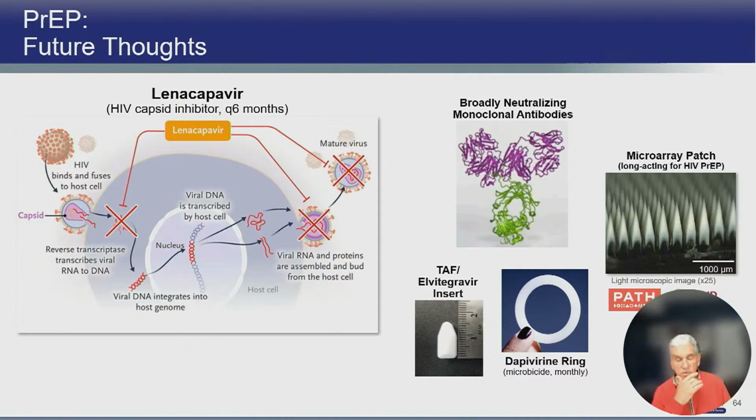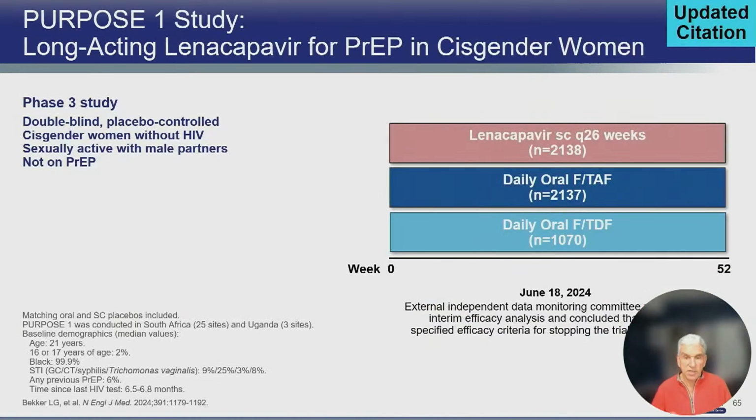Future thoughts. We know that lenacapavir is coming. This is every 6 months. The PURPOSE study has shown the benefits of lenacapavir, as well as other regimens, including antibody rings, dapivirine rings, and inserts. The PURPOSE study, as I talked about, is a study looking at lenacapavir every 6 months compared to both oral TAF and oral TDF.